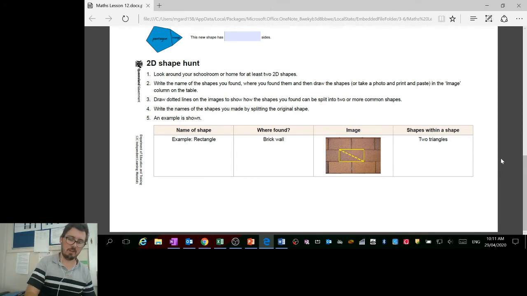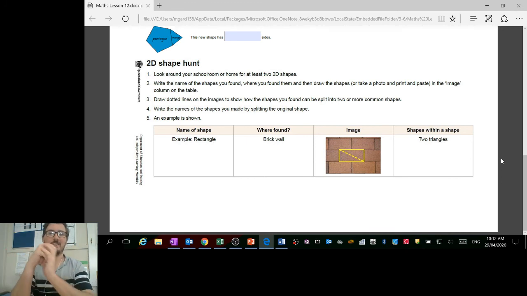Then you're going to write name of shape, where found, image, so you'll have to draw a picture, and shapes within a shape. Then I rule across the top, and it should look like that on a piece of paper in your math grid book.